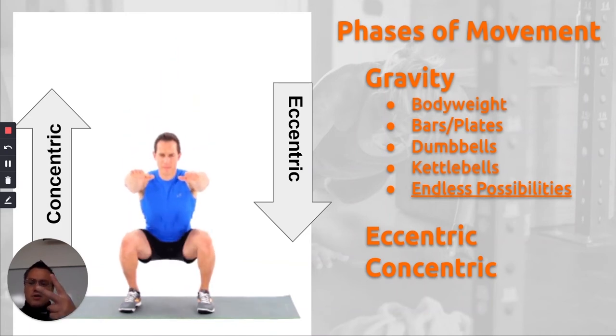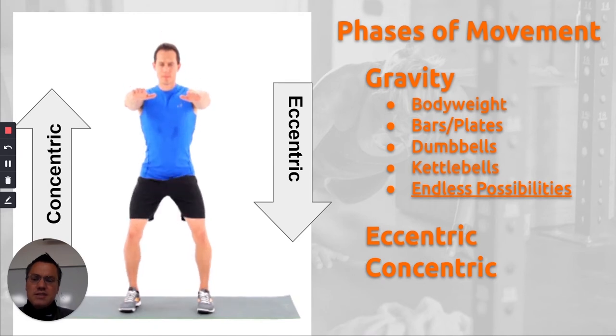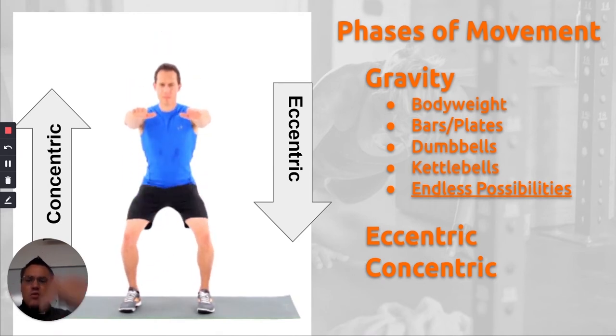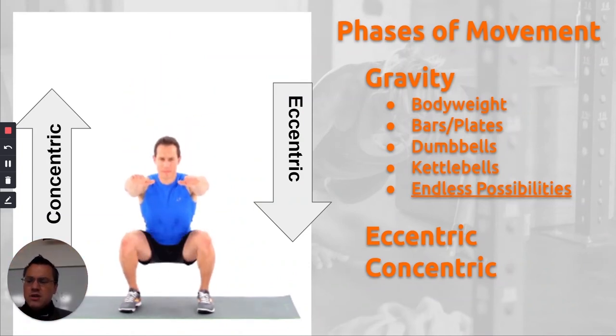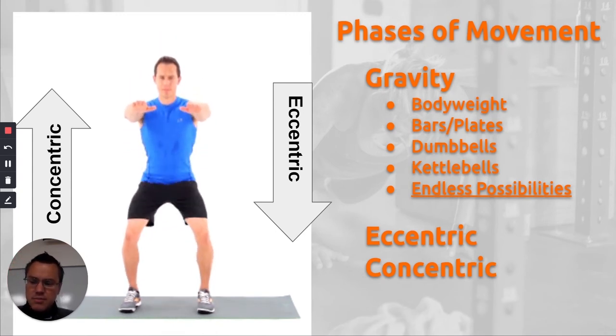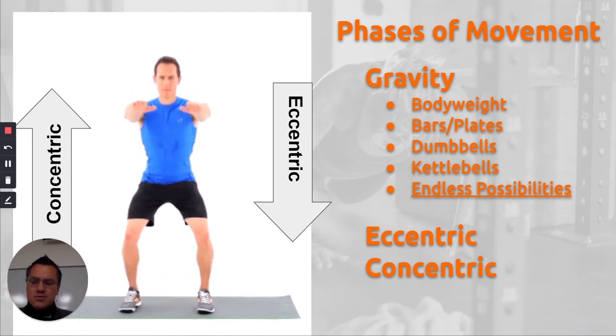The next thing we're going to talk about are the phases of the movement. Whether it be gravity, elastic, or even air power, ultimately all movements in a resistance training exercise funnel down to 2 parts. We have what's called the eccentric and we have the concentric.